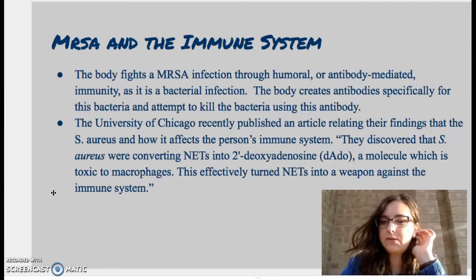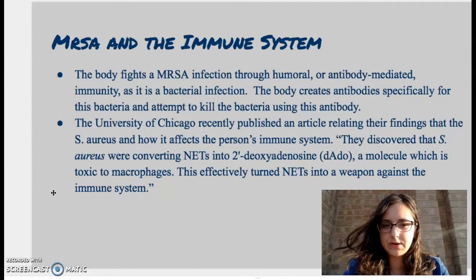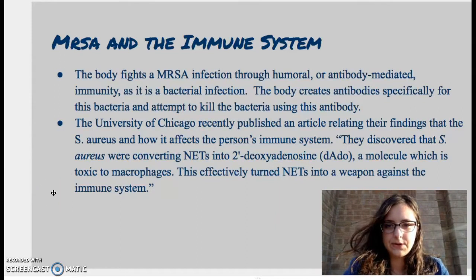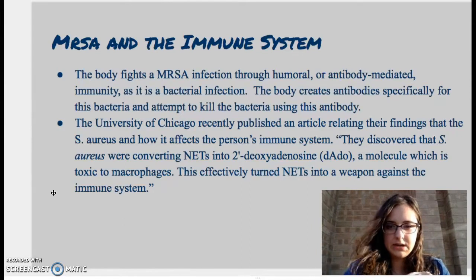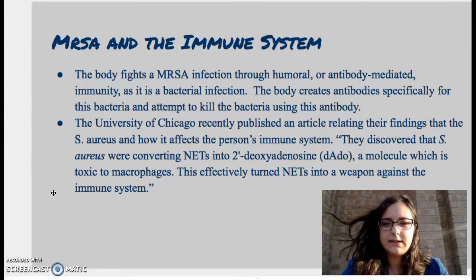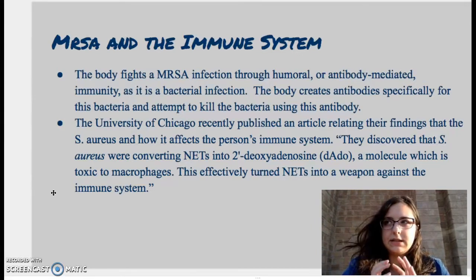So MRSA and the immune system. It is a bacteria, so the body fights it through humoral and antibody-mediated immunity, as with any bacterial infection. The body creates antibodies specifically for this bacteria and attempts to kill it.